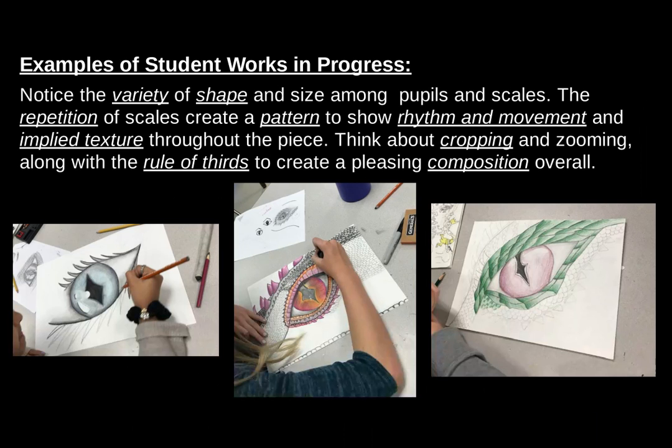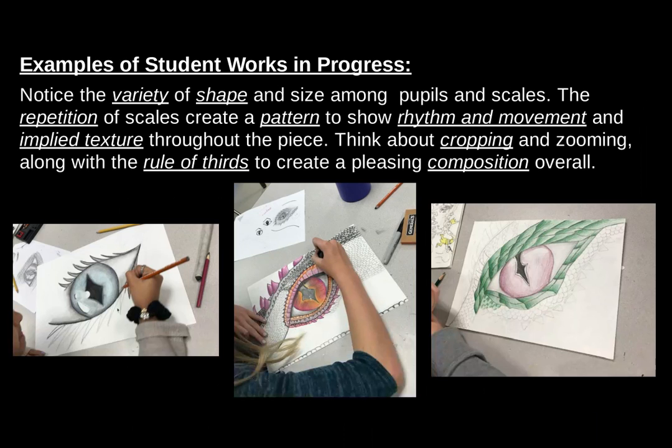Okay, so we want the dragon to look scaly. We want it to look like if we reached out and touched it, we could feel those scales under our fingers. So that's called implied texture. So I want you guys to be thinking about texture and thinking about details and pattern as you guys are doing these. You can see all of these dragon eyes in progress.